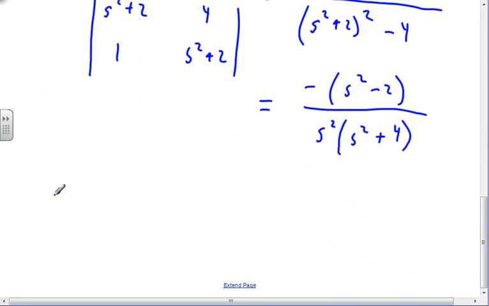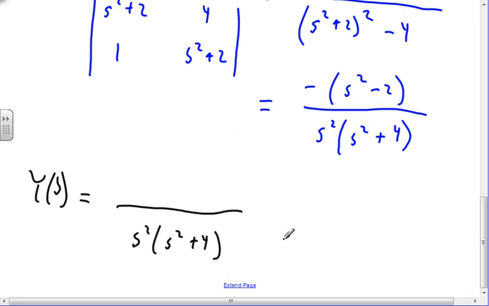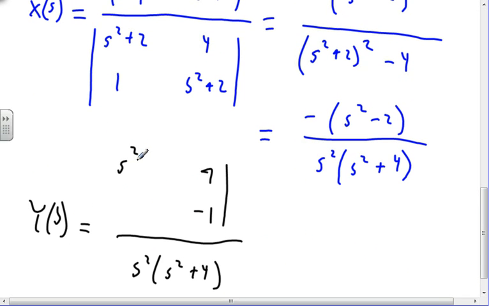Now I'm going to go y of s. Y of s equals, on the bottom I'm going to keep the same, s squared plus 4, and on the top the minus 1 goes there, the minus 1 goes there, and I'm going to have s squared plus 2, 1. Okay, so I'm going to have minus s squared minus 2 plus 1 would be minus s squared minus 1, I think.